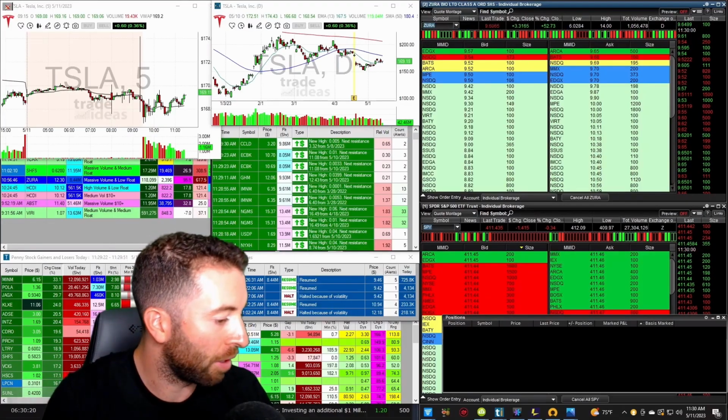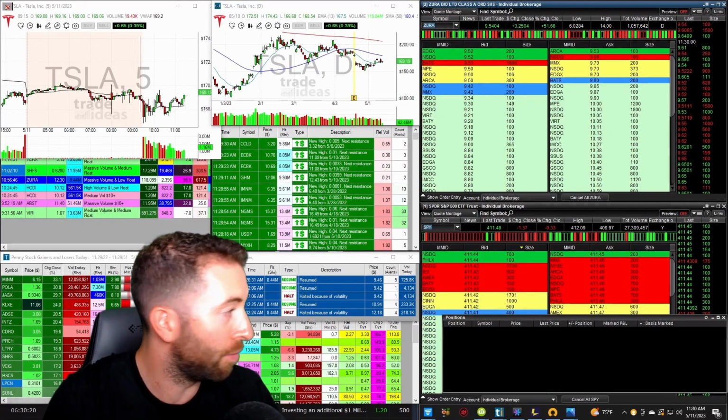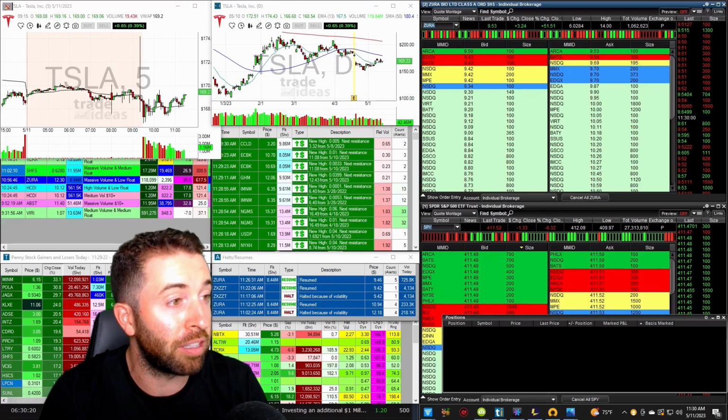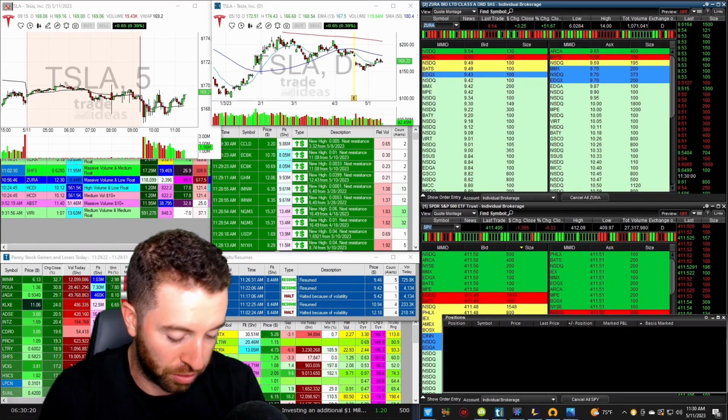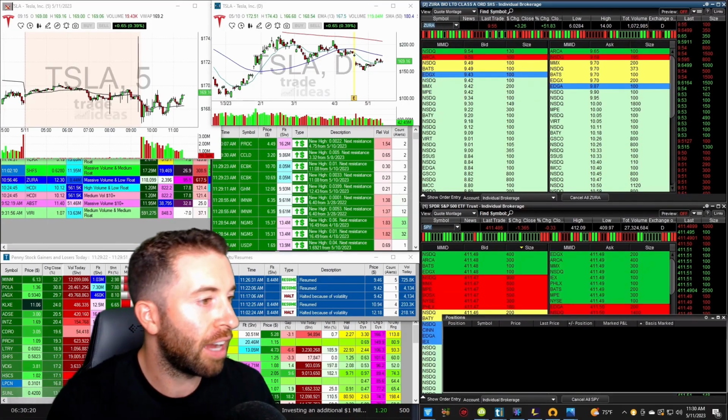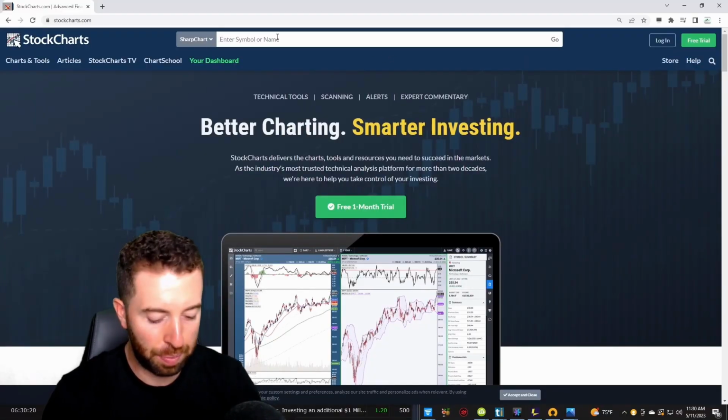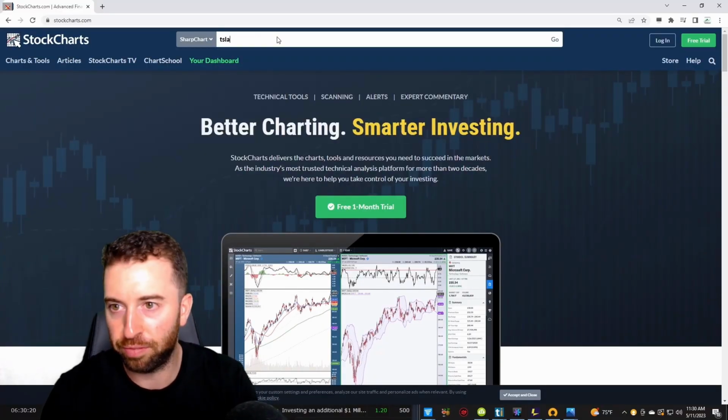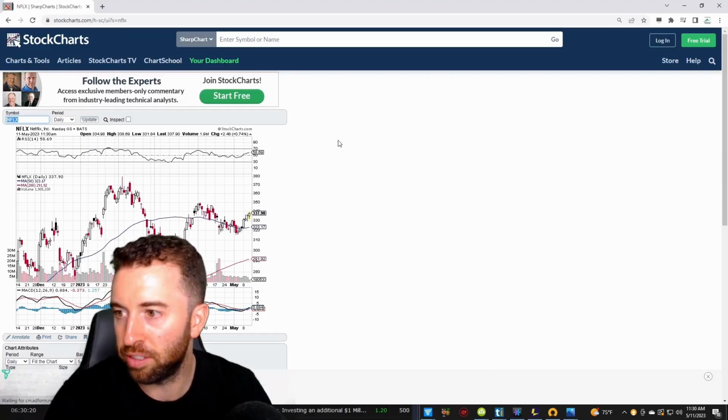So, how does this work? This is one of my favorites. It's very good, and it's a great way to be able to know when to swing trade and when not to swing trade. So let's go over to stockcharts.com and let's just type in a couple different plays. I just want to find a nice, easy, good one for us. Let's just go with Netflix.